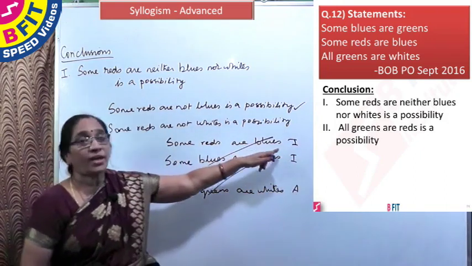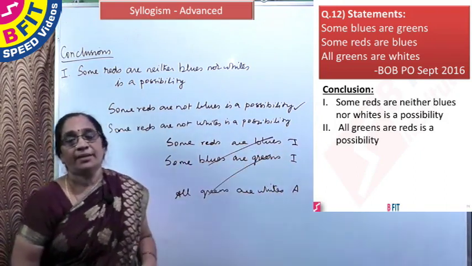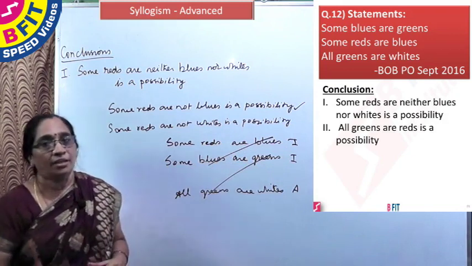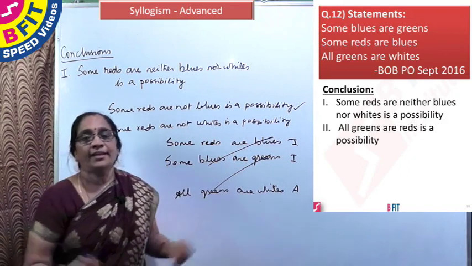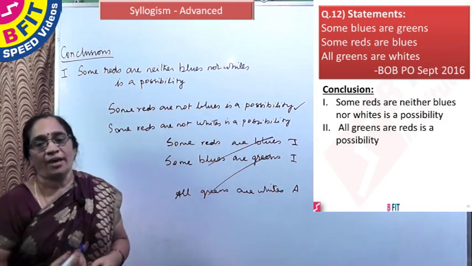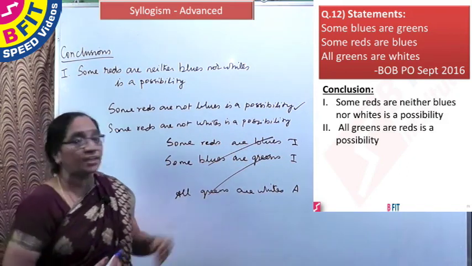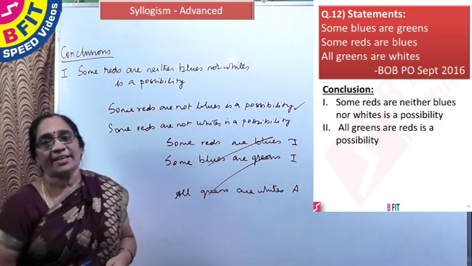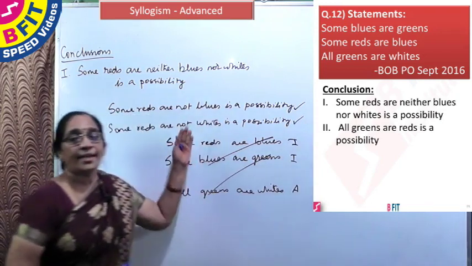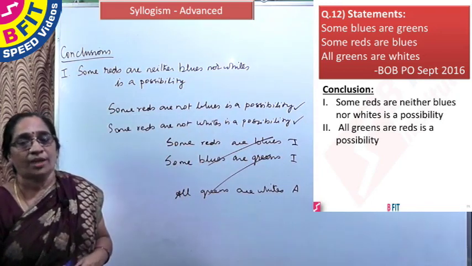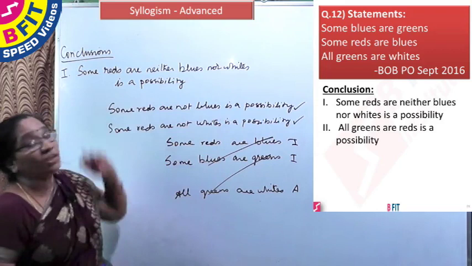When we combine one I statement with the other I statement, there will not be any valid conclusion. When we combine that with this A statement, finally we will end up with no valid conclusion. When there is no valid conclusion, any possibility case will be true. So the second part of the conclusion has also become true. So the first conclusion is true.